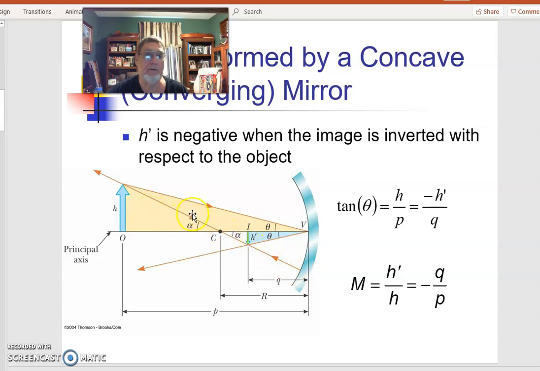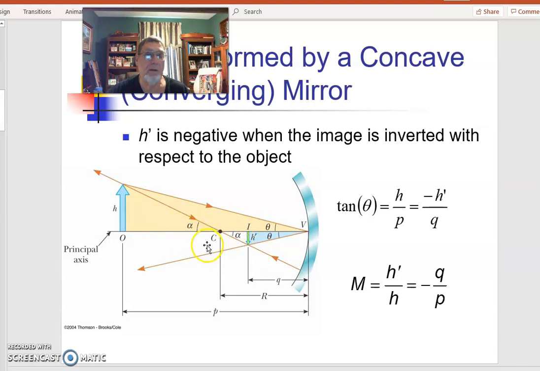And you can see that gives us several triangles. Looking at theta, it gives us the big triangle. And then we've got where our reflected rays intersect, which is going to give us the point of our image. Now, that's actual rays crossing. That's going to be a real image. So I could put a screen there and actually form that image. It's going to be smaller, and it's going to be upside down.